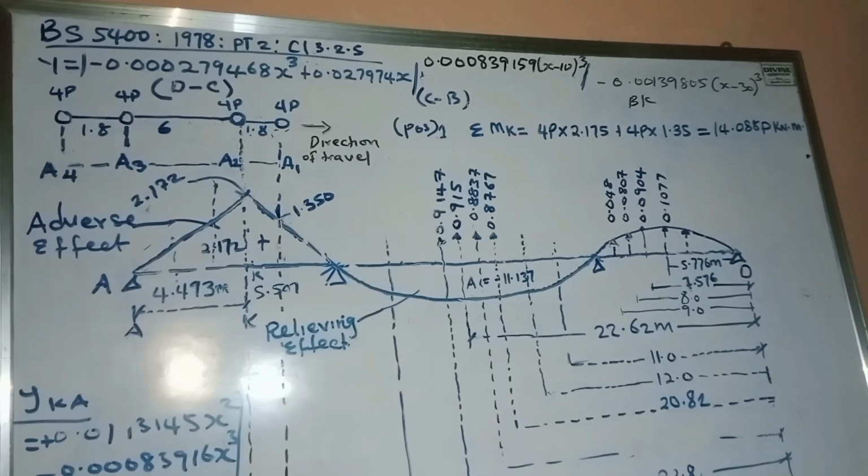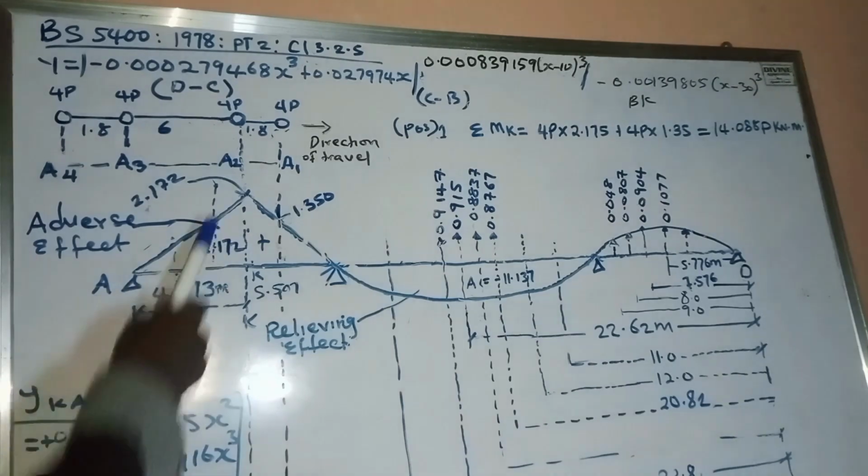So now we know this. We need to obtain the total effect. The total effect is the algebraic sum of all the effects, be it positive or negative, adverse effect or relieving effect. The summation of all of them will give us what we call the total effect. So if we are to look for the total effect at point K, that effect will be a sagging moment at point K.